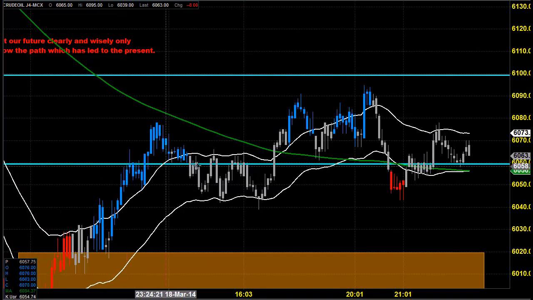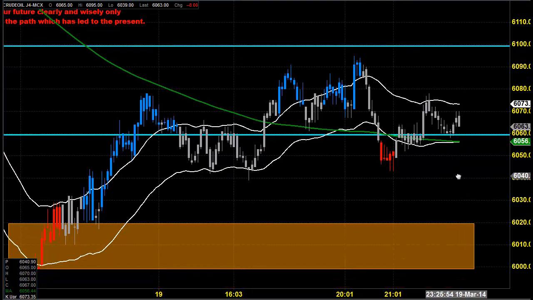Now the price is really struggling to identify the trend. It is in the consolidation phase. So let us see what's going to happen during the trading session.